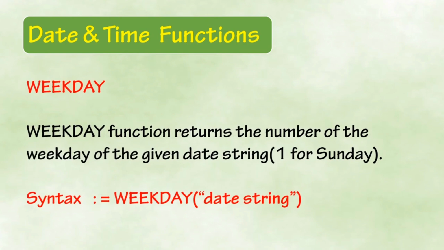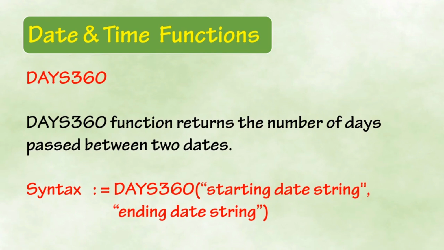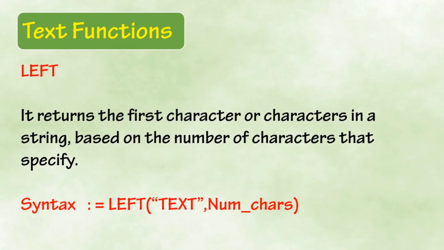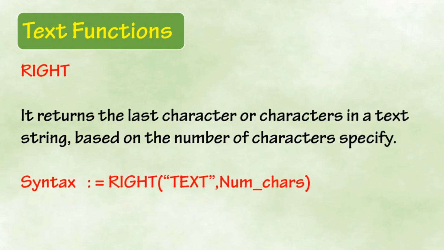Weekday. Weekday function returns the number of the weekday of the given date string. Days 360. Days 360 function returns the number of days passed between two dates. Text functions. Left, it returns the first character or characters in a string based on the number of characters that you specify. Right, it returns the last character or characters in a text string based on the number of characters specified.